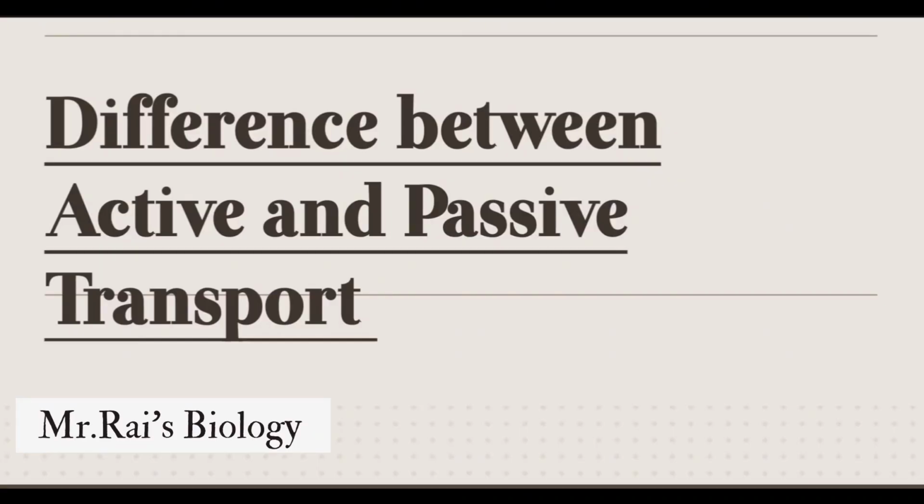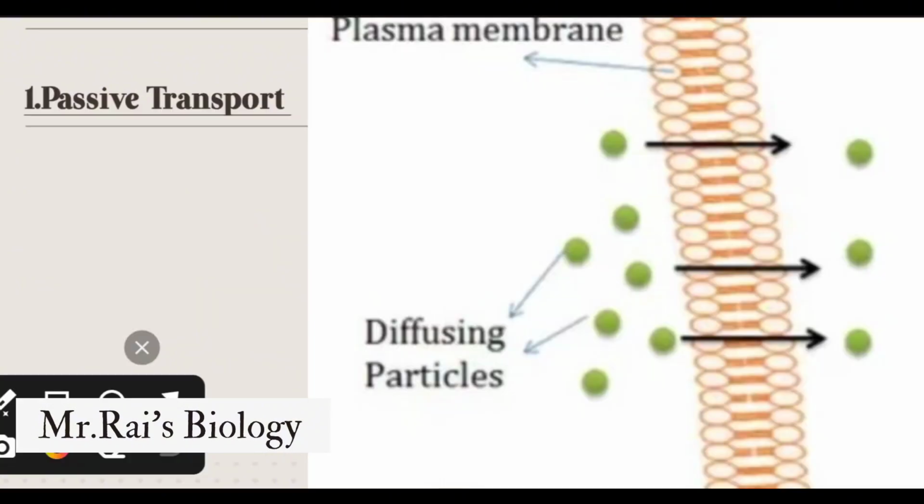Today I will explain the difference between active and passive transport. First, passive transport. The passive transport is the movement of particles from higher concentration to the lower concentration.